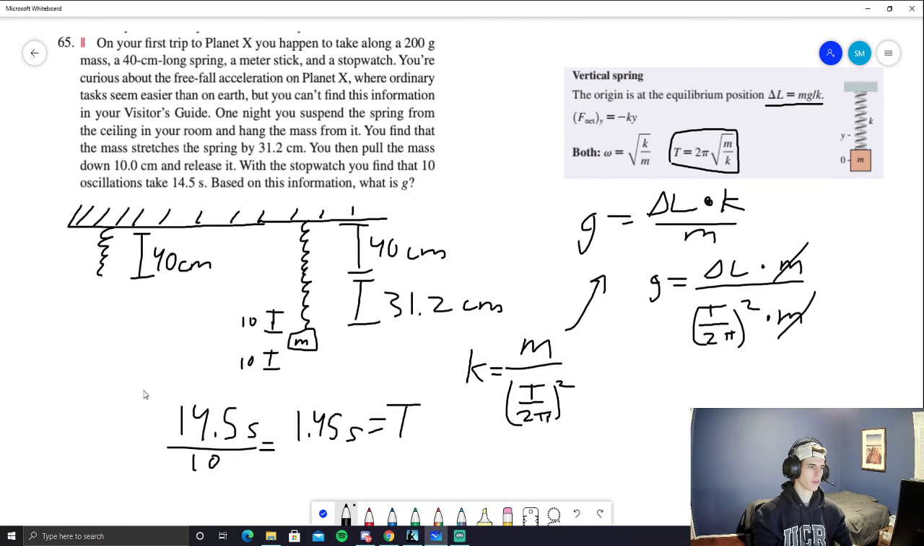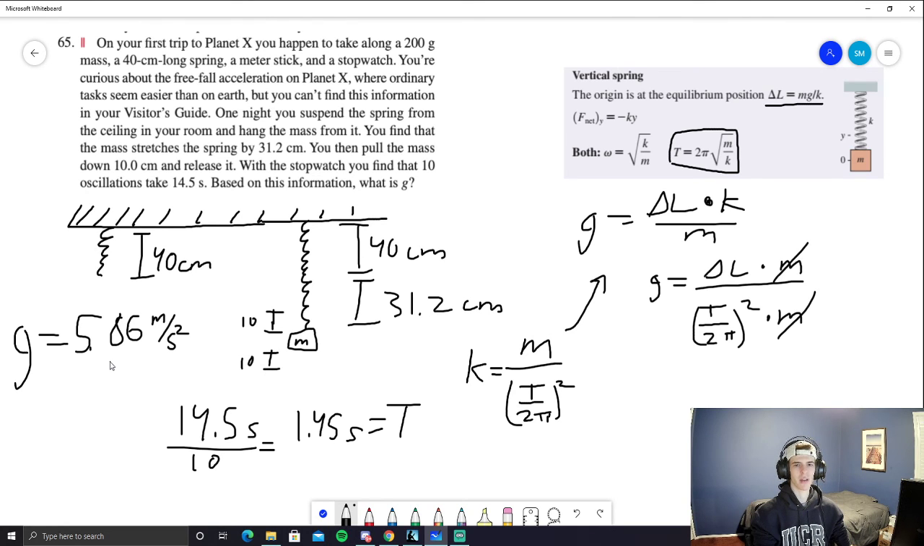Now, if you plug all those in, sorry to be a little messy here, but the final answer is going to be 5.86 meters per second squared. And notice that that lines up with what it says about the planet, that tasks are easier than on Earth. So the gravity being lighter on this planet does make sense.